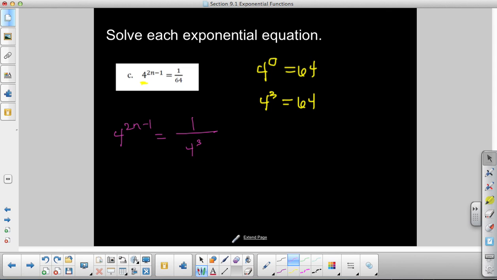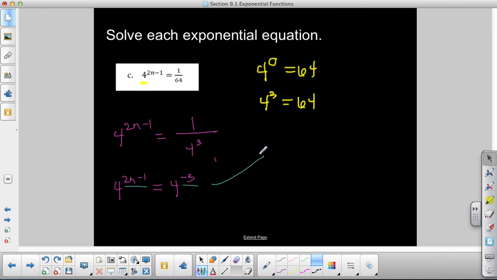Now we just have to remember our rules of exponents. If it's in the denominator and I move it to the numerator, the sign of the exponent changes. So it's positive, but if I put it in the numerator, it's negative. So I have 4 to the 2n minus 1 is equal to 4 to the negative third. Now, if you notice, both of my bases are 4, so I can just take 2n minus 1 and set it equal to negative 3 to solve.